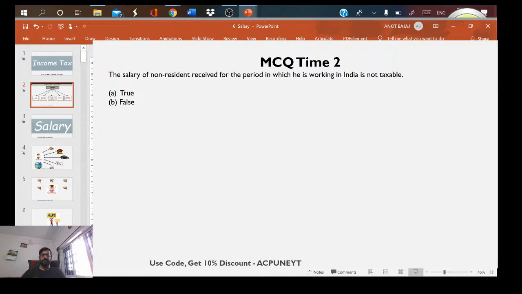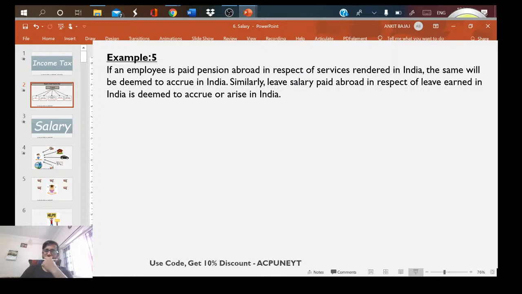Okay, so Krupesh is saying false. Krupesh, your answer is absolutely correct. I agree with this answer. Okay.